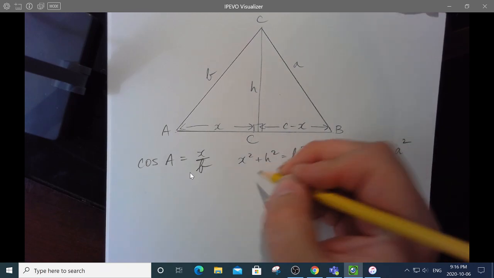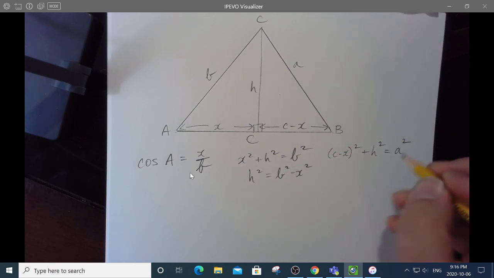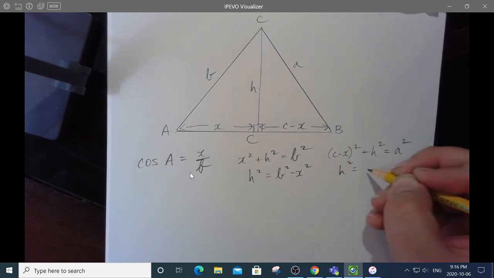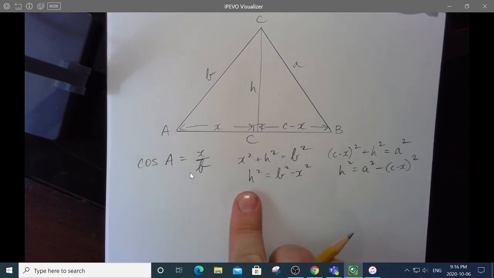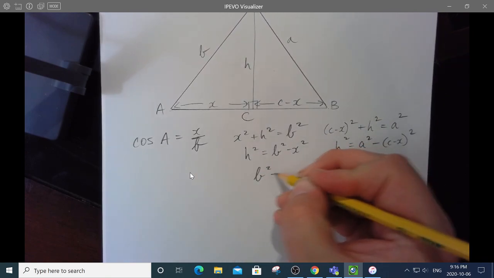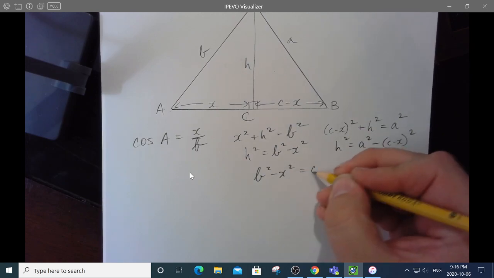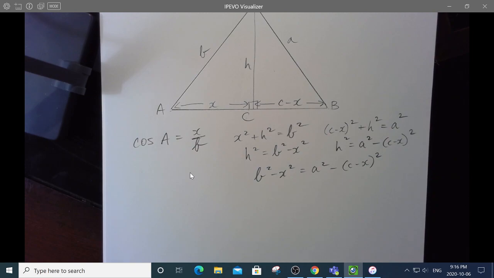If I rearrange this formula so that it's h squared equals b squared minus x squared, and I rearrange this formula so it's h squared equals a squared minus (c minus x) squared, those h's are the same because it's the same height in both triangles. So h squared equals this, h squared equals that. These two things equal each other. Haha, no more h. But I'm left with a couple of x's that I really don't want. How do I get rid of them?